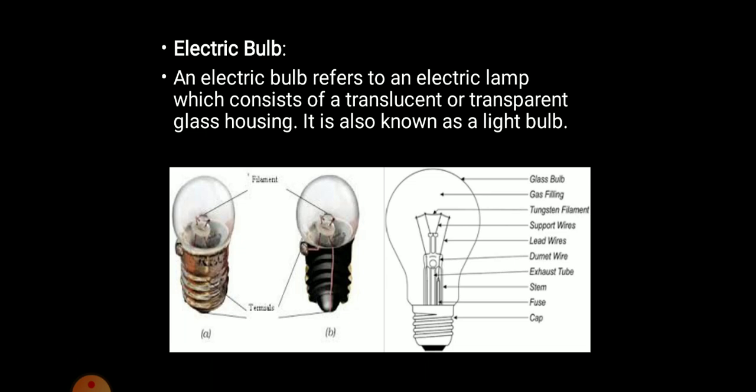An electric bulb refers to an electric lamp which consists of a translucent or a transparent glass material. Translucent materials are those which allow light to pass partially, whereas in transparent materials light passes through completely. Whenever electric current flows through this electric bulb, it ignites.